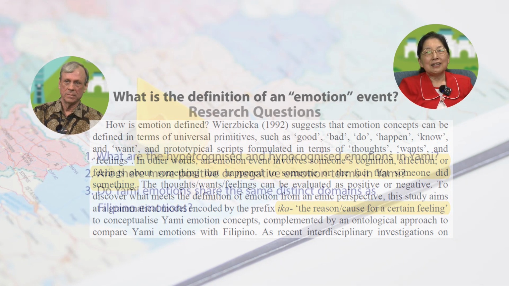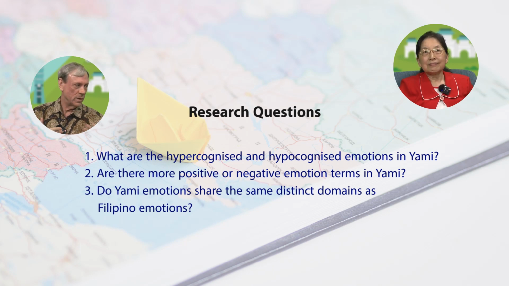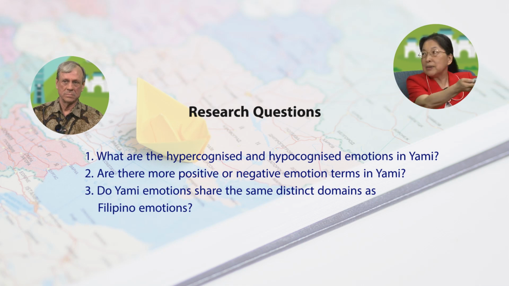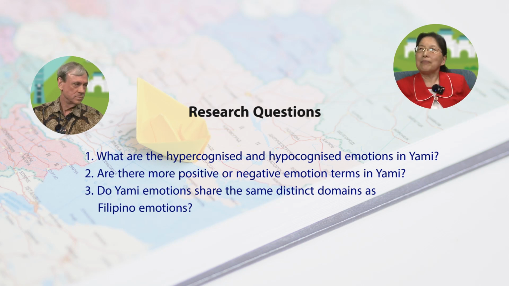So what kind of research questions did you come up with based on this? I want to know what kind of emotions are well represented. What are the most likely emotions? And are there more positive or negative terms? More negative emotion or positive emotion? And to what extent is Yami emotion similar to Filipino emotion? They are in the same language family, right? So we want to see, in the Filipino language, what kind of emotion do they have?